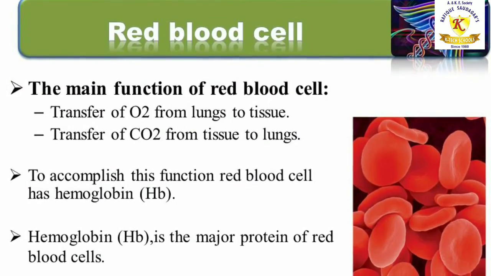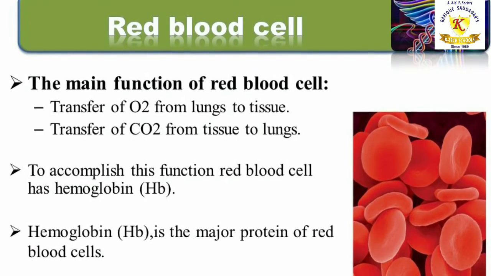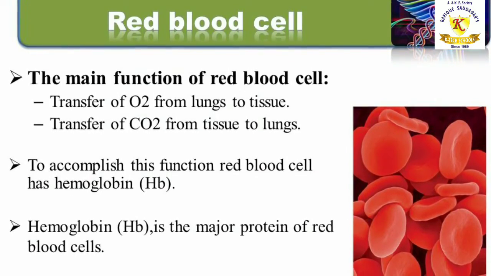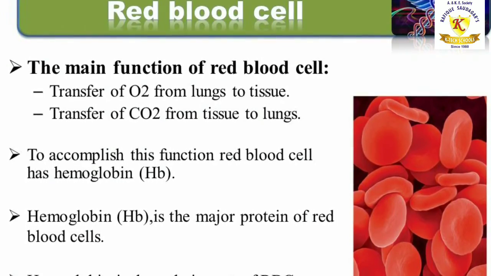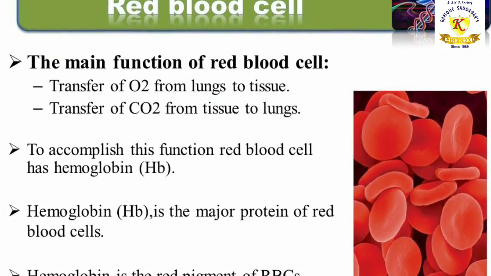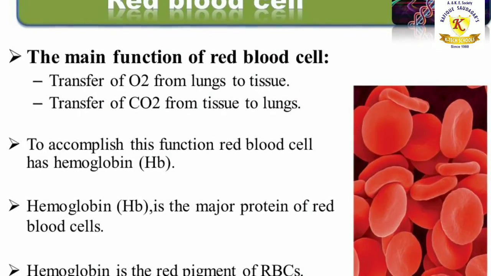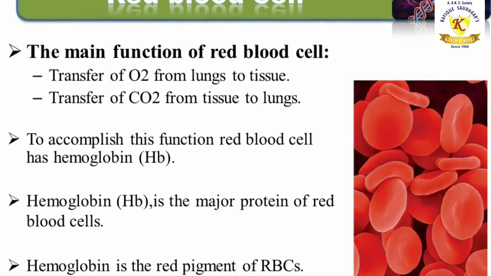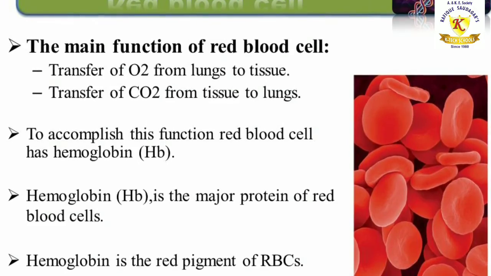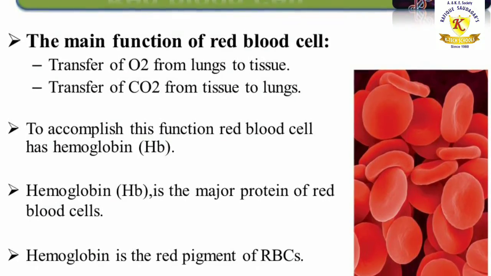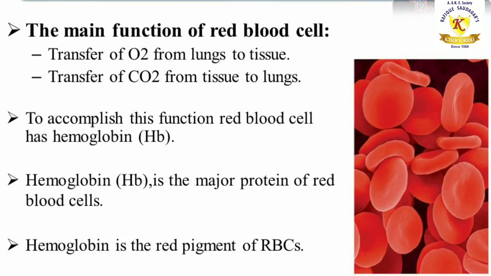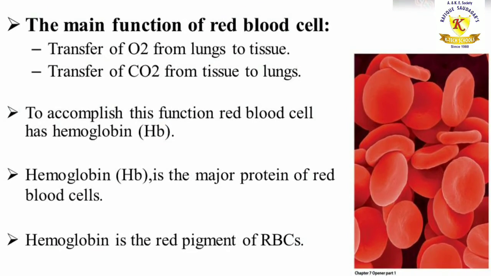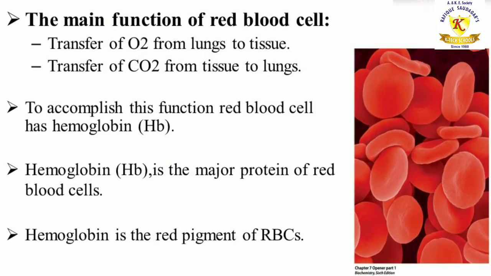The main function of red blood cell is transfer of oxygen from lungs to the tissue and transfer of carbon dioxide from tissues to lungs. To accomplish this function, red blood cells have hemoglobin. Hemoglobin is the major protein of red blood cells, and hemoglobin is the red pigment of RBCs.